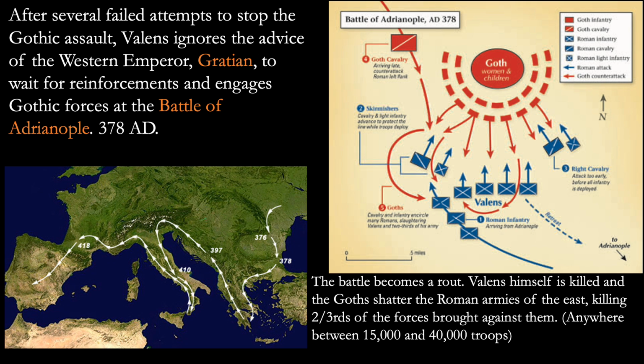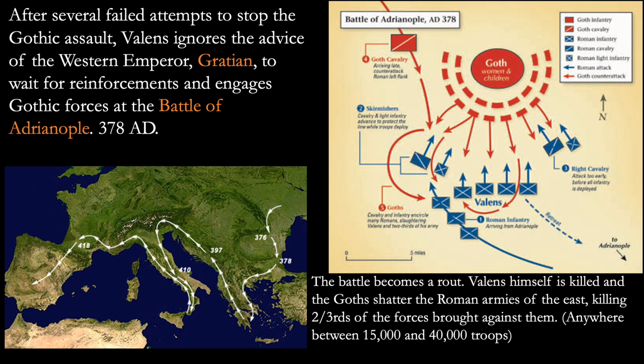Valens dismisses this. He's like, oh, that's ridiculous. Everybody knows when federati come up against regular legions, the federati are destroyed. That's just what happens. Everybody knows that's what happens. So I'm not going to wait. I'm going to wade into this and deal with them myself, and then I'll be a hero. So he takes his legions and he marches against the Goths. He's going to encounter their forces at the Battle of Adrianople in 378.